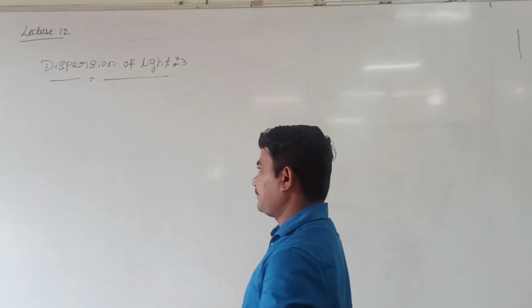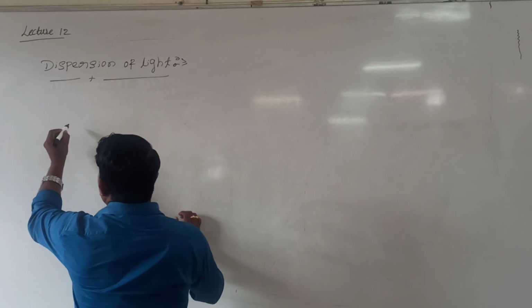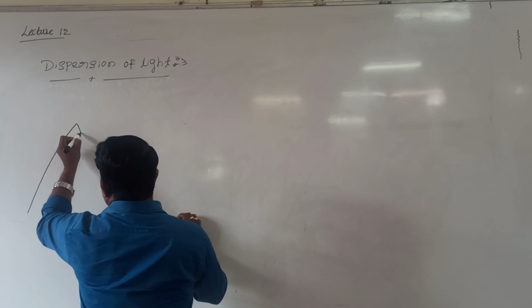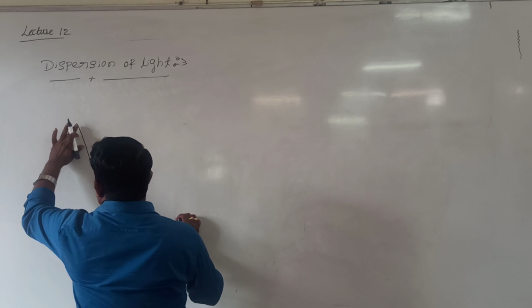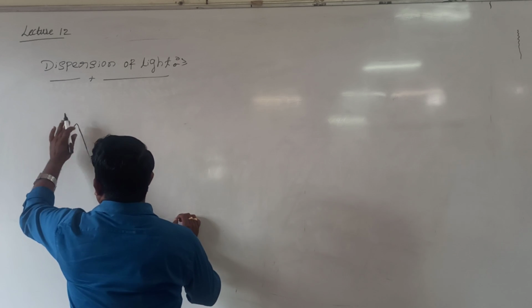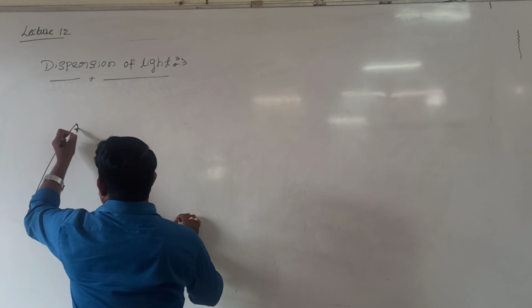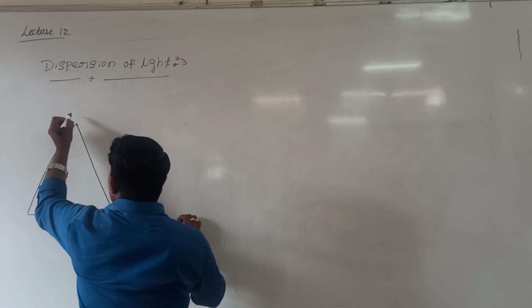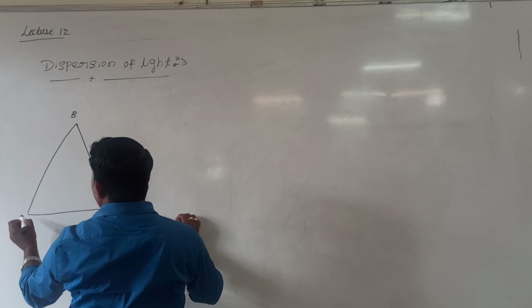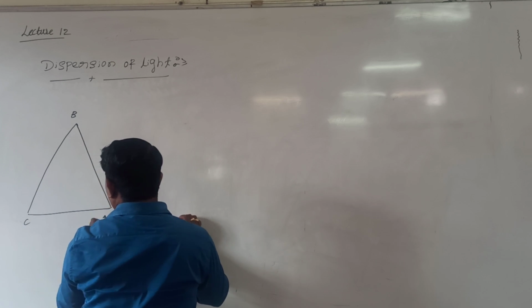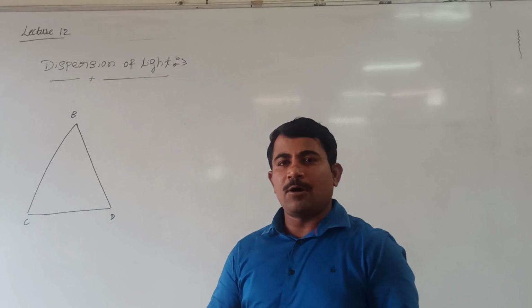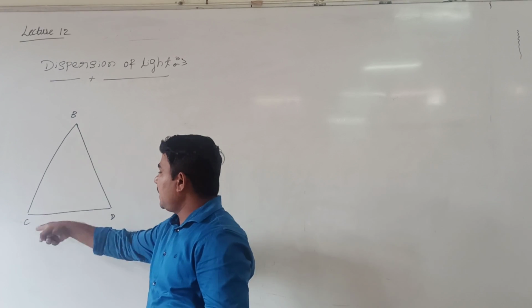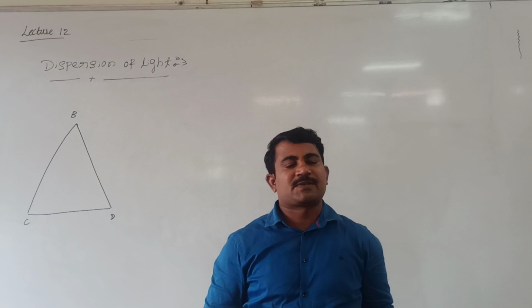Look at it. This is the principal section of the prism. This is one prism. Either you can take a small angle prism or thin prism, or you can take any prism. Let us name it BCD. BCD is nothing but the prism. Now on this prism, we know 2 refracting surfaces are available. BC and BD are nothing but the 2 refracting surfaces.